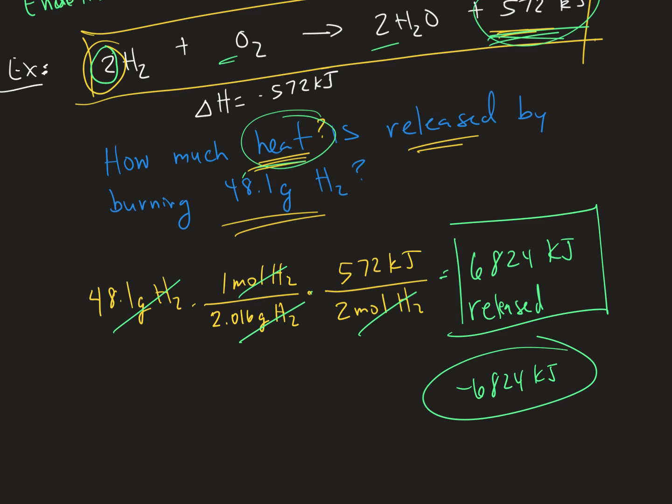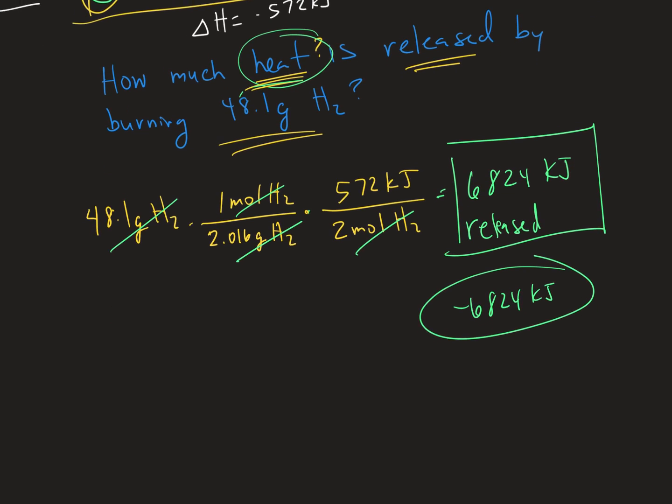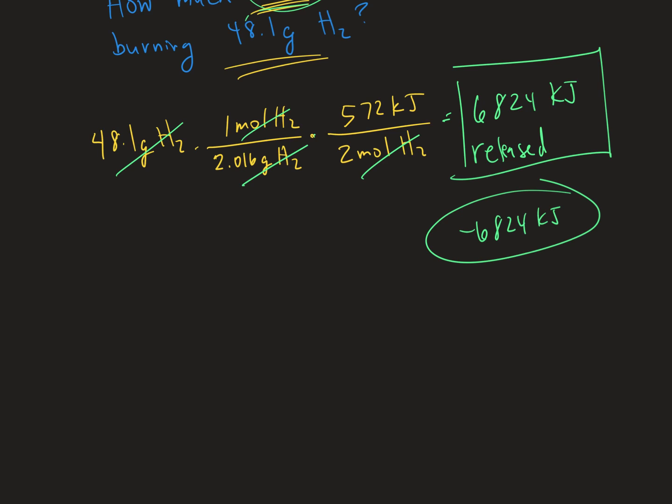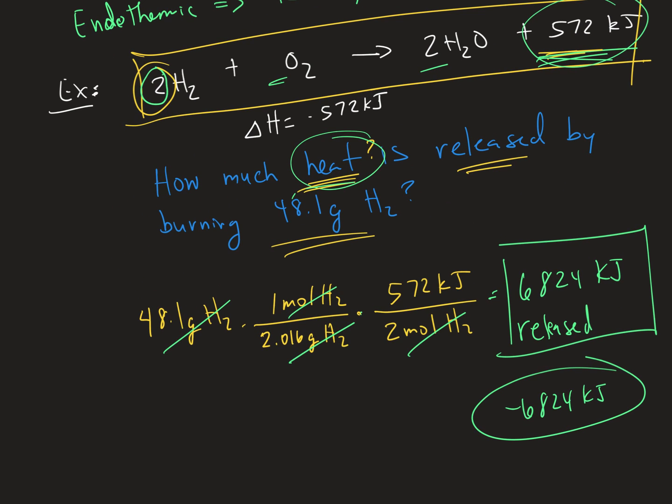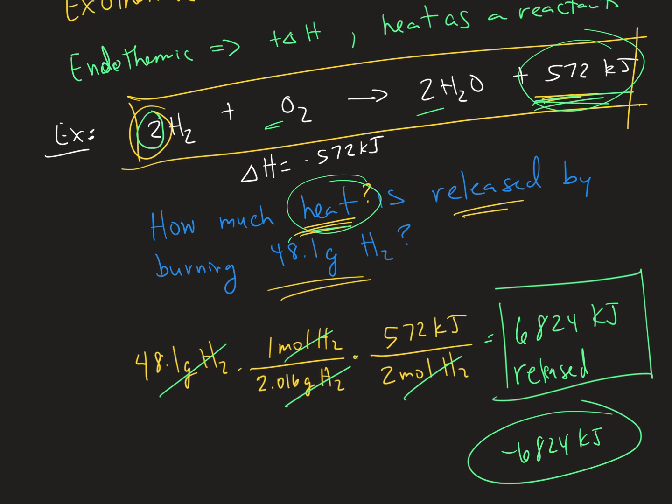Would you, when you write it out, use delta H equals negative? No. Because, I mean, I guess you could. I just didn't want to get it confused with this delta H, right? So we'll just say it is 6,824 kilojoules released.